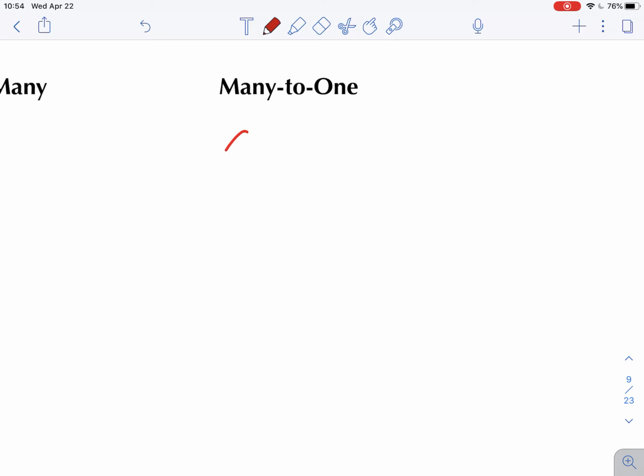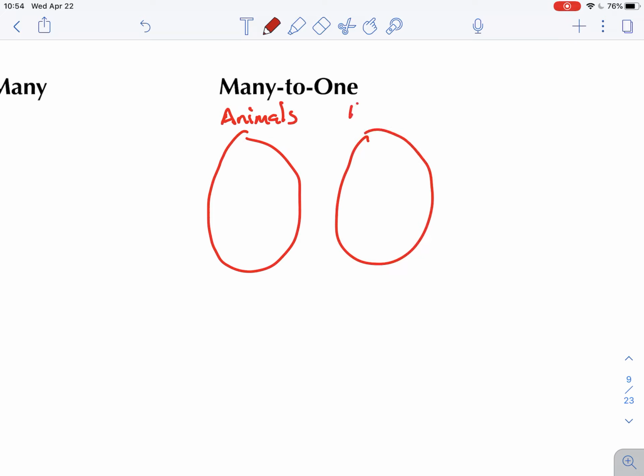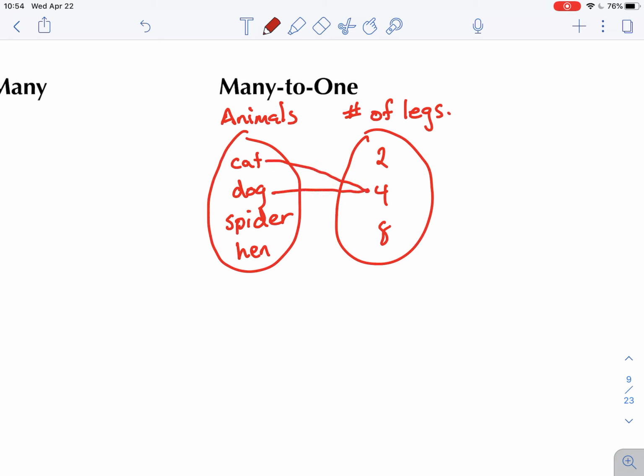Next one, we're going to do the many-to-one relation, because that was like our other one. We had our animals. We had the number of legs. We had cat, dog, spider, hen. We had 2, 4, and 8. So cat goes to 4, dog goes to 4, spider goes to 8, hen goes to 2.